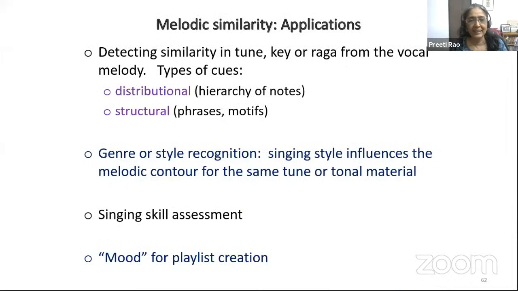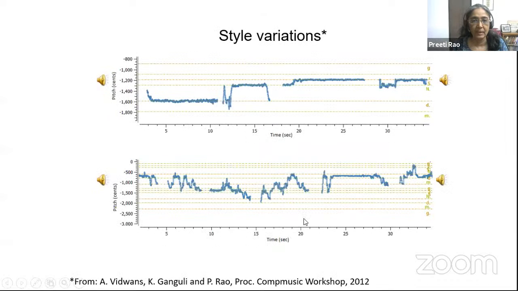Okay, so the melodic similarity that I talked about has a number of applications. We can use the distributional and the structural representation to detect similarities in tune, key, raga, and so on. We could also use melodic contour to recognize different singing styles. It can be used in singing skill assessment to know the accuracy of somebody's singing. And of course, ragas are linked to moods, and at the high level we can possibly use it for that.